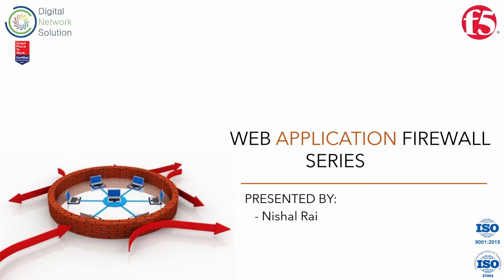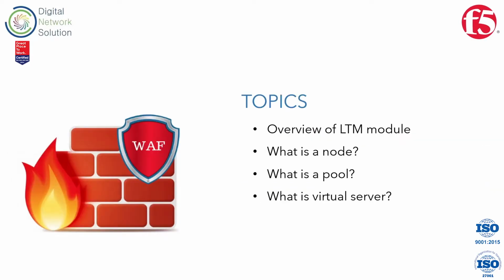So the topics we are going to cover in this series are an overview of the LTM module, what is a node, what is a pool, and what is a virtual server in F5. As we have discussed on the previous slide, there are various modules available on the BIG-IP system such as LTM, Local Traffic Manager, APM, Access Policy Manager, AFM, Advanced Firewall Manager, DNS, Domain Name System, and ASM, Application Security Manager. All of these modules consist of different functionality and purpose on the F5 BIG-IP. In this video, we will focus on the LTM module, which stands for Local Traffic Manager.